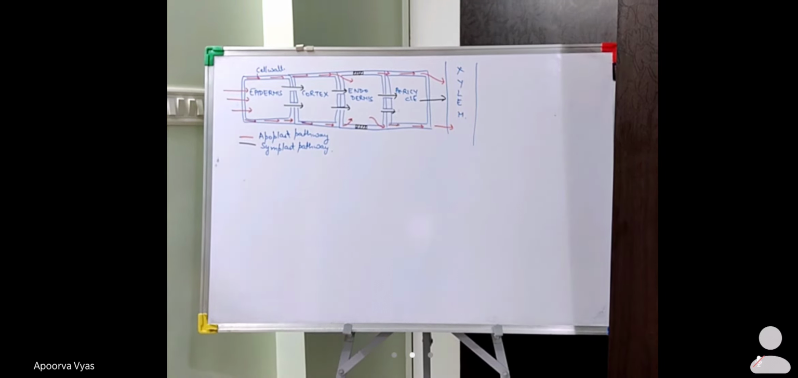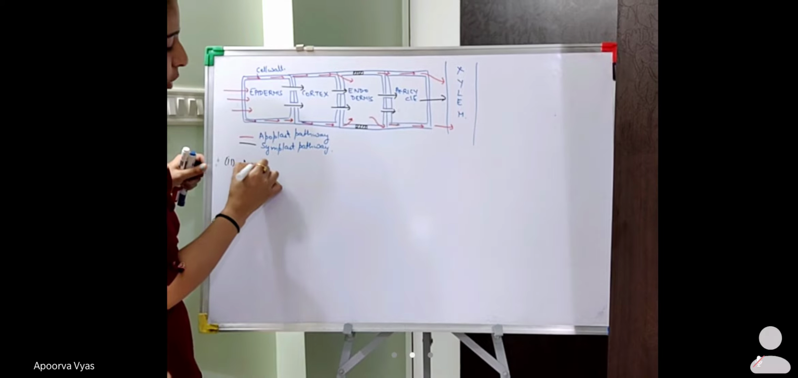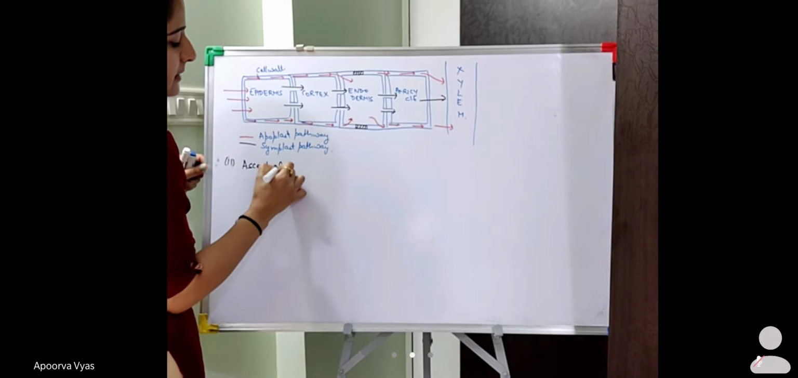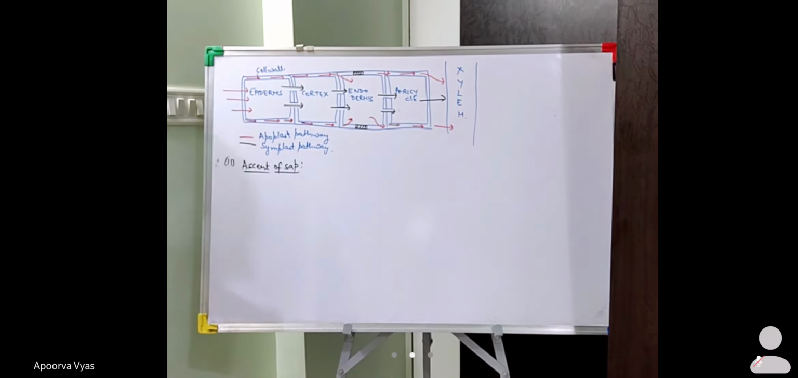ठीक है. अब सेकंड जो स्टेप है, ये वाटर नाउ इट हैज एंटर्ड द रूट. अब रूट में एंटर करने के बाद नाउ द वाटर हैज टू ट्रेवल टू द अदर प्लेसेस. नाउ वी'ल टॉक अबाउट दैट second step. ठीक है. Now which is that second step is known as the ascent of sap. ठीक है. ascent of sap.